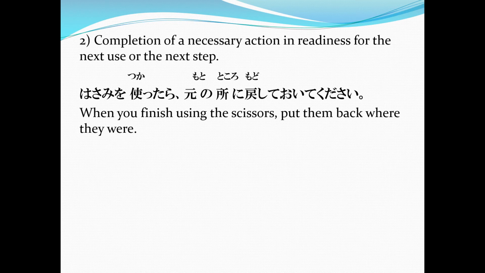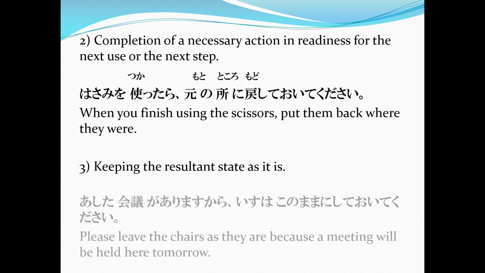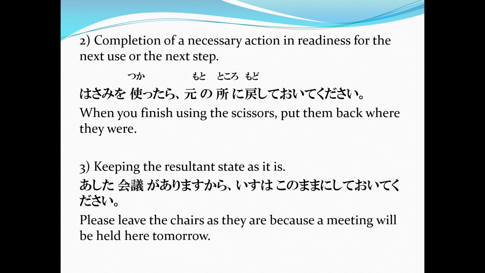Now, another use for verb te form okimasu is keeping the resultant state as it is. Okay, when you want to keep something as it is. Example, Ashita kaigi ga arimasu kara, isu wa kono mama ni shite oite kudasai. Again, Ashita kaigi ga arimasu kara, isu wa kono mama ni shite oite kudasai. Please leave the chairs as they are because a meeting will be held tomorrow.